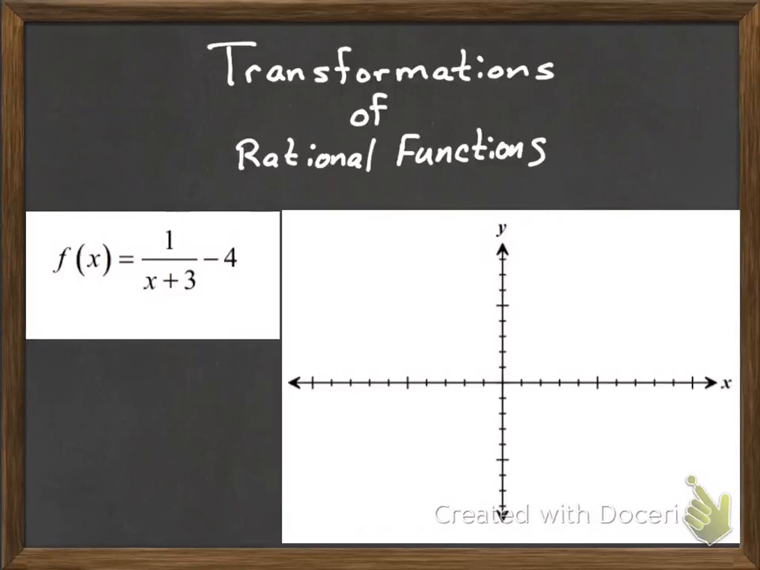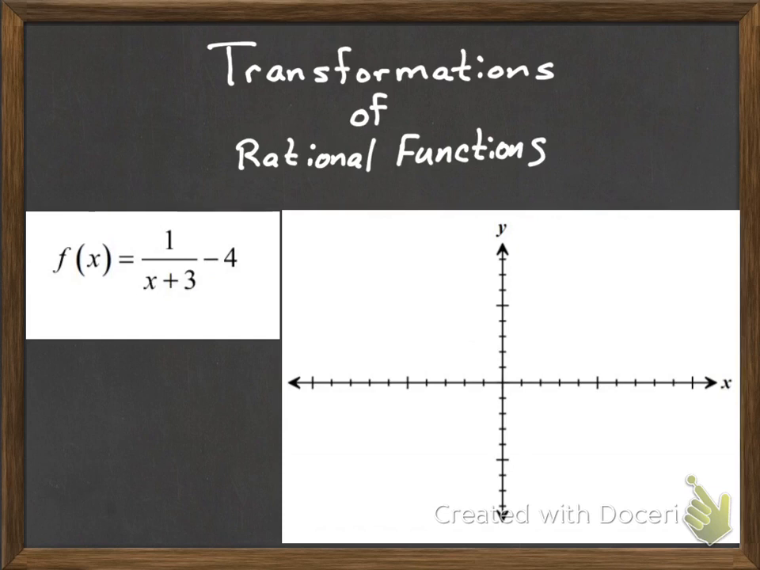Now we're going to take a look at transformations of rational functions. Just to refresh our memory, anytime you add or subtract a number at the end of our function, that is going to be a shift either up or down. -4 would shift our graph down 4 units.